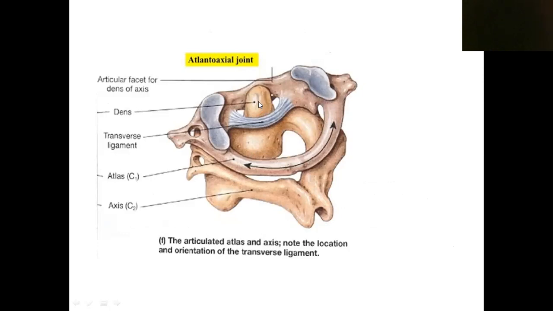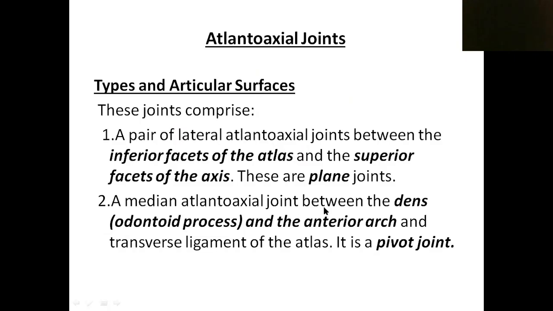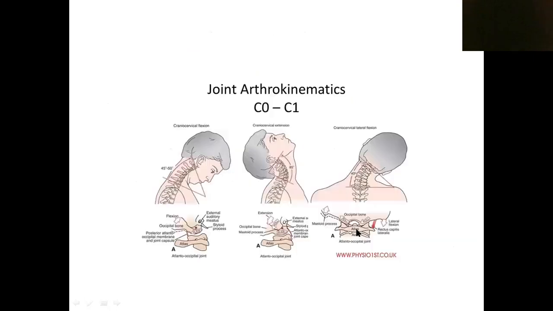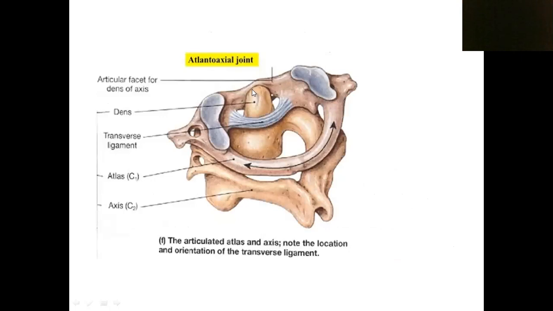See, this is the second cervical vertebra, the axis, and this one is the first cervical vertebra, the atlas. So here in the midline, see, this dens or the odontoid process joins with the anterior arch. That's a joint. Okay, that is the median atlanto-axial joint, between the dens and the anterior arch. See this joint, it is in the midline. So the median atlanto-axial joint is between the dens and the anterior arch.